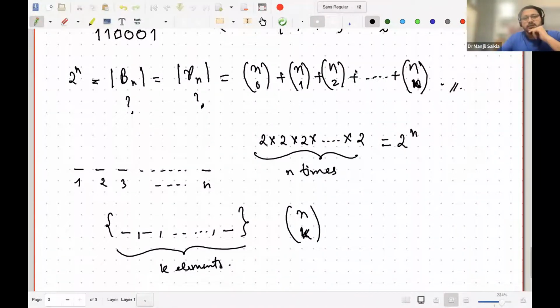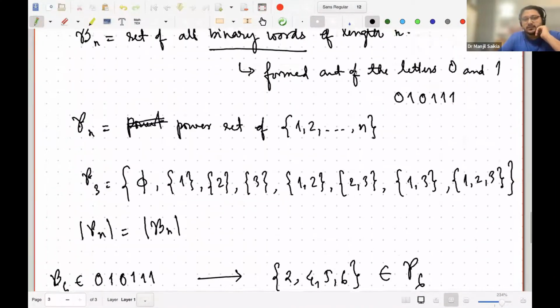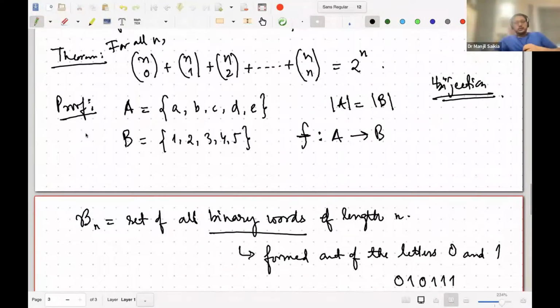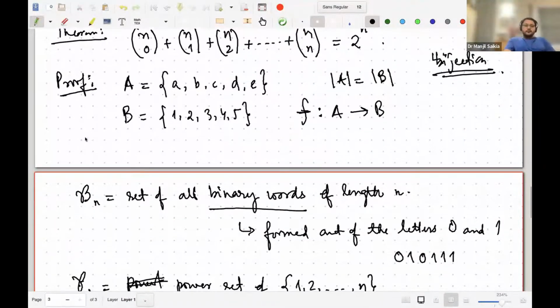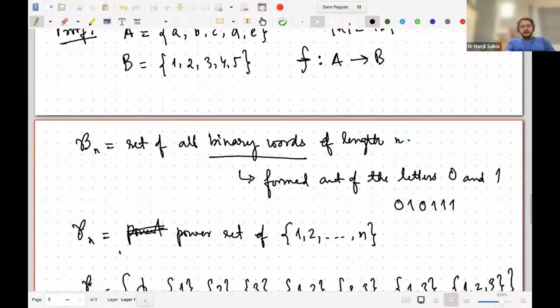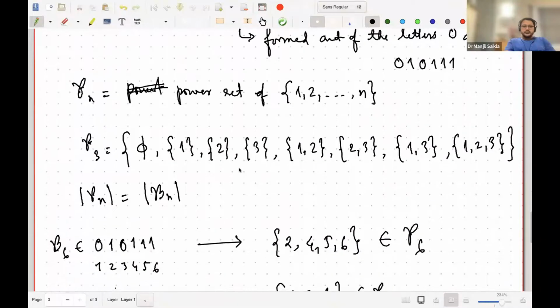Okay. So let me just recap, because this is an important example in the sense that there are two things that I want you to focus on. The first is obviously the proof of this result. And the second is that it explains the concept of a bijection, which I'm going to use in the later part. So here I showed that the number of objects in Bn, which is the set of all binary words of length n, is equal to the number of objects in Pn, which is the power set of 1, 2, 3 up to n. And this was a short example.